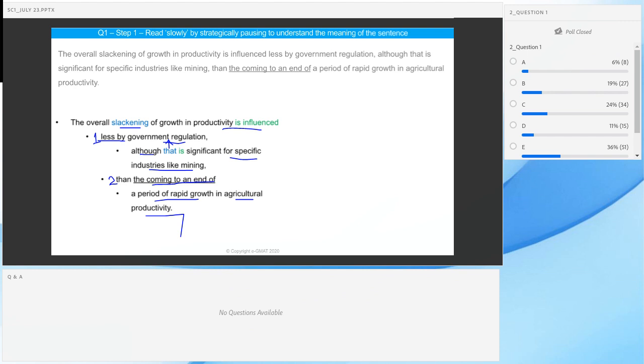So a period has been coming to an end. What is that period? The period of rapid growth in agricultural productivity. This particular period has been coming to an end, and that has affected the overall slackening of growth in productivity way more than the government regulation. This is what the sentence is trying to say.